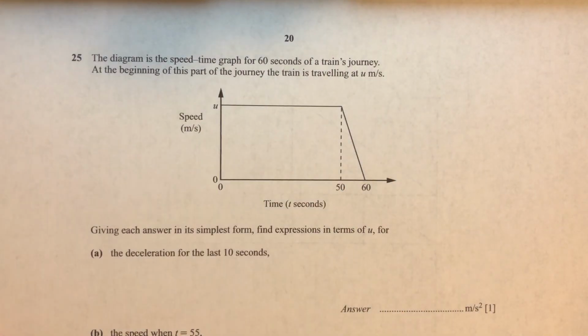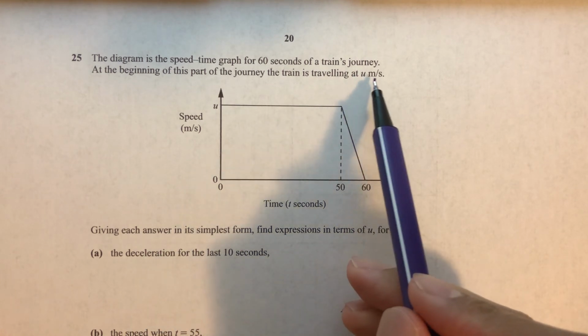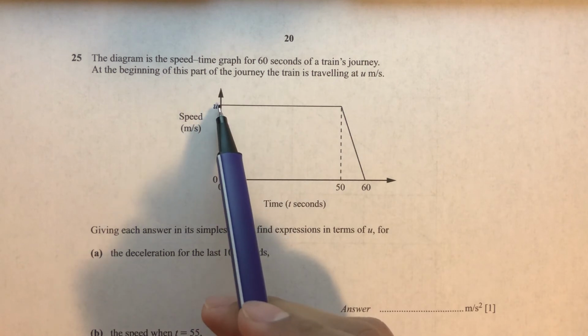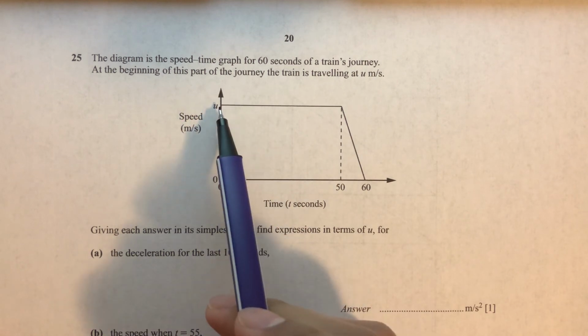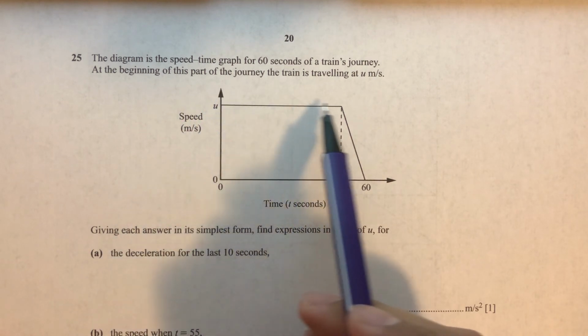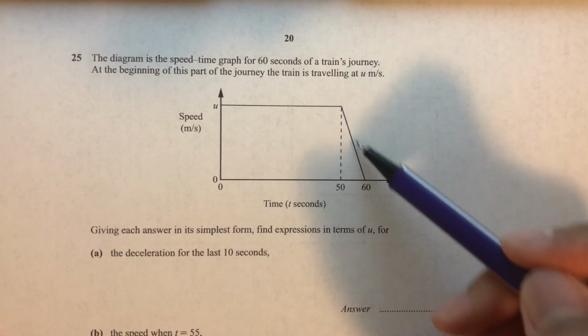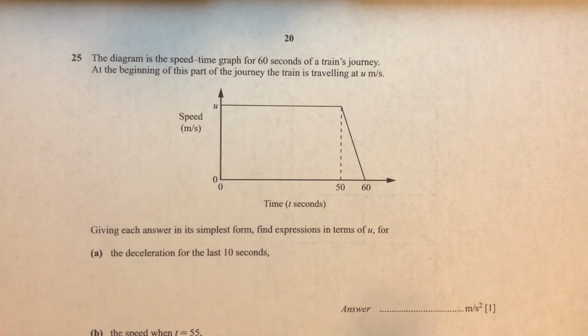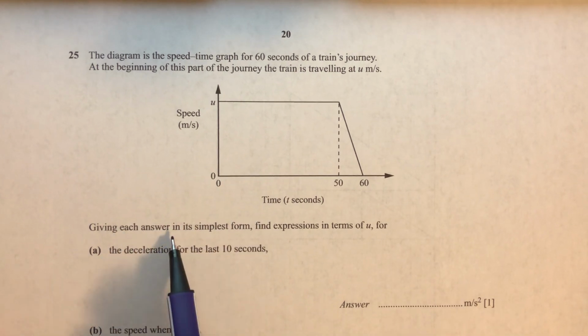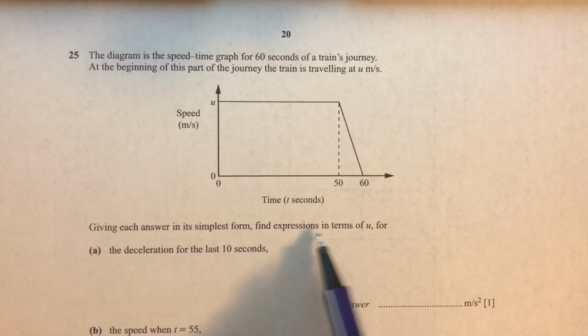Question number 25. The diagram is a speed time graph for 60 seconds, 0 to 60, of a train's journey. At the beginning of this part of the journey, the train is traveling at u meters per second. So u, that's the speed of the train. At the beginning, it was traveling at this speed. And then you see at time 50, it goes to rest, to 0 speed, right? So giving each answer in its simplest form, find the expressions in terms of u.